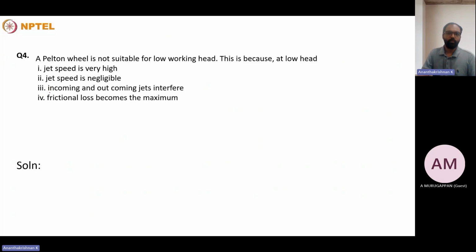So the answer to this problem is jet speed is negligible. A Pelton wheel is not suitable for low working head because the only energy conversion which happens in the Pelton or impulse turbine is in the nozzle, which we have seen in the first problem. Correspondingly, the head which is available will be converted to the kinetic energy of the fluid.